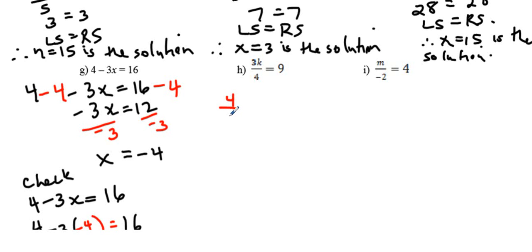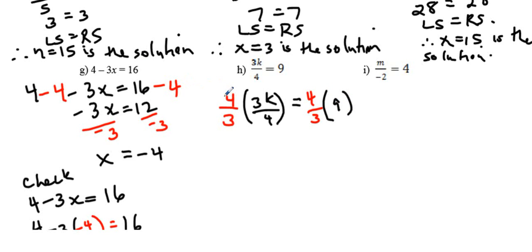over 3 times 3k over 4 is equal to 4 over 3 times 9. Okay, so we're multiplying by 4 and dividing by 3, which is the opposite of what happened to this one. This one was multiplied by 3 and divided by 4. And when we do that, we end up with 12 over 12k.